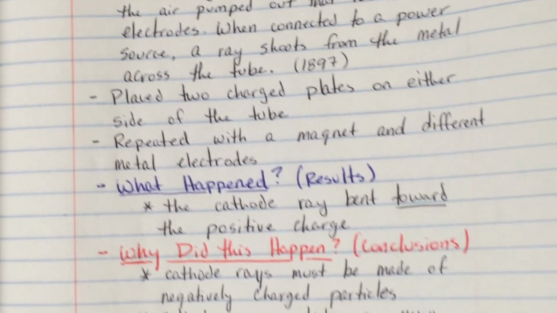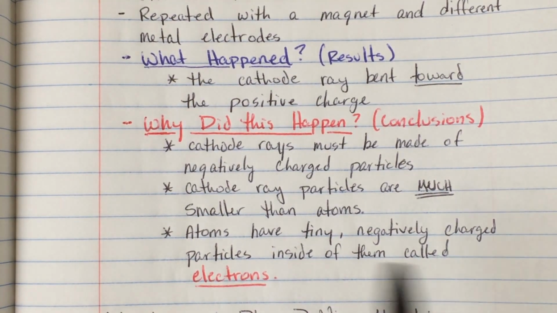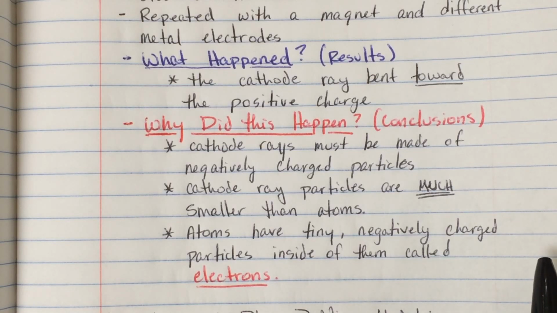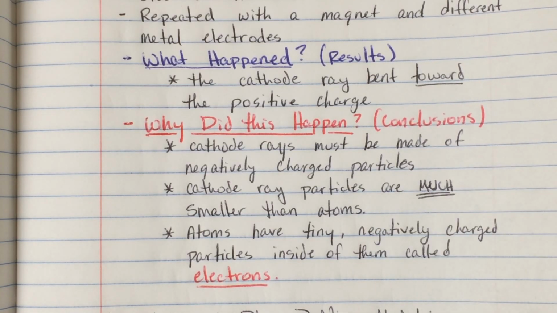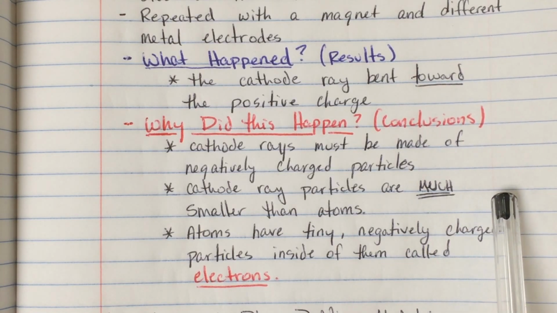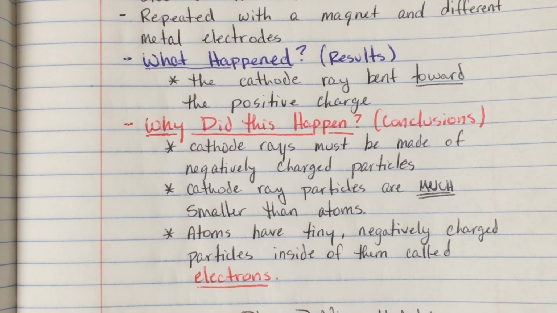So on the right side of your interactive notebook, J.J. Thomson concludes that the cathode ray is in fact made out of negatively charged particles, and that these particles are much, much, much smaller than atoms. Now, this piece of information came from another experiment, and we're not really going to talk about that experiment. It's just important to know that he discovered that they were much smaller than atoms. So what does this actually have to do with the atom? Why does that matter?